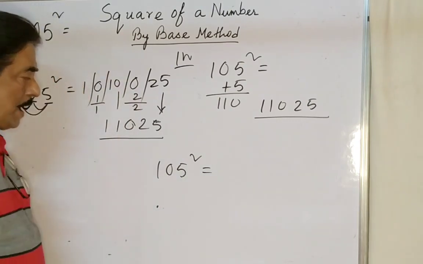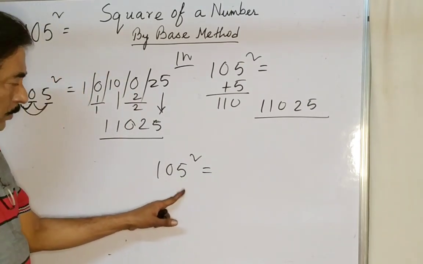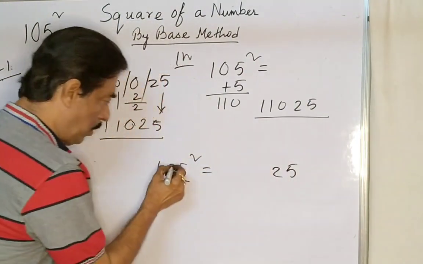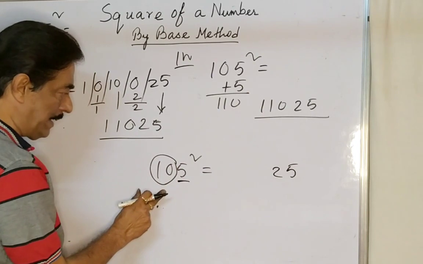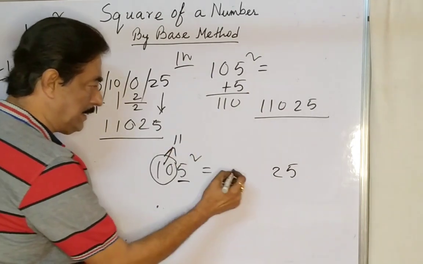Third process, 105 square. We know if the number ends with 5, we can find the square. What is the rule? Instead of 5, we always write 25. Now observe the left-hand digits are 10. Multiply the left-hand digits by the next number, 11. 10 into 11 is 110.